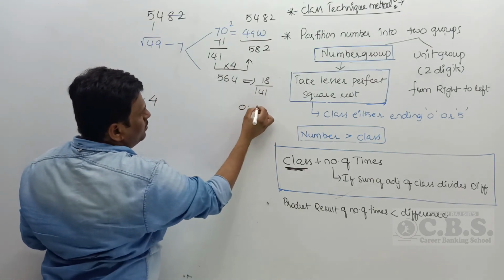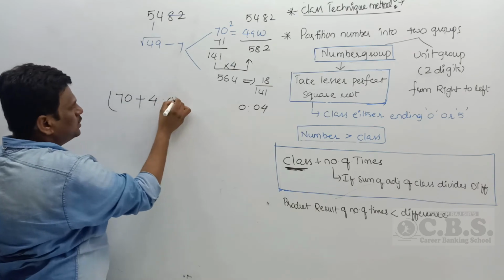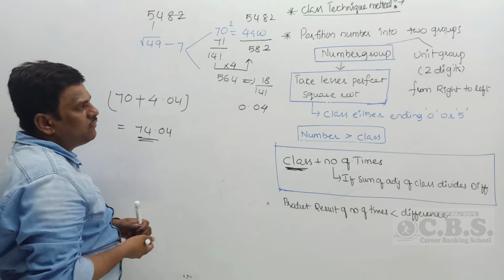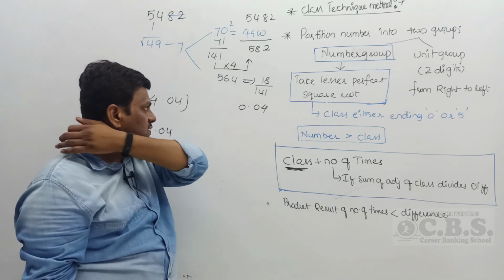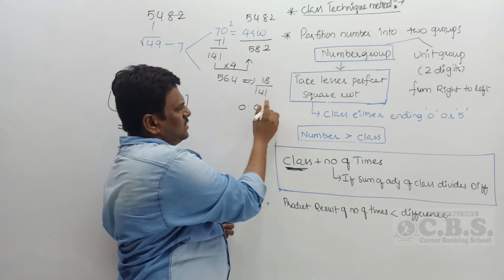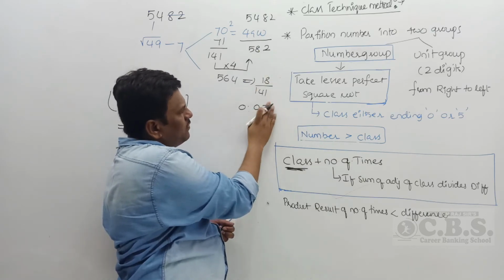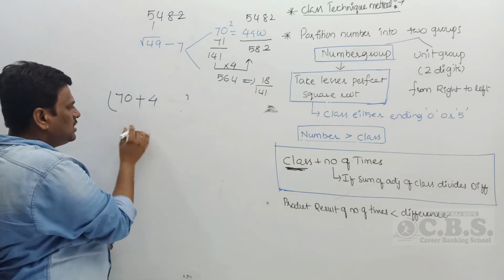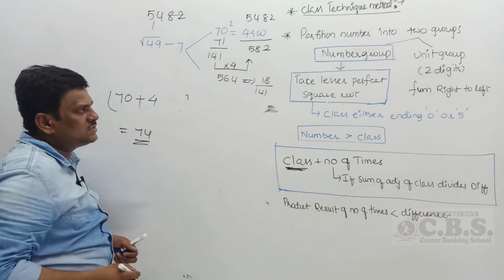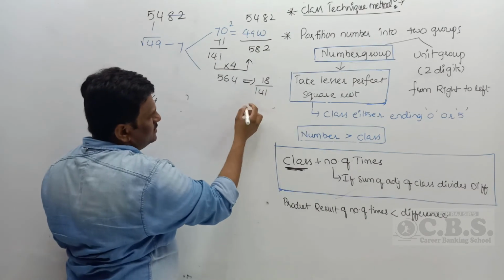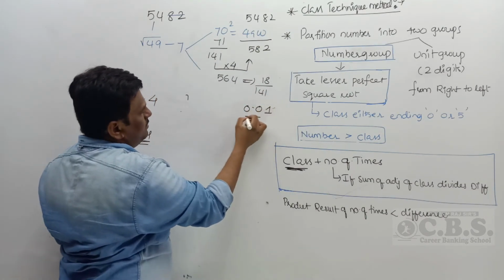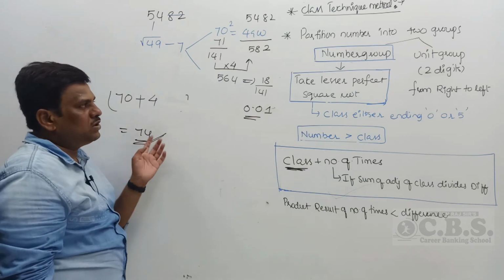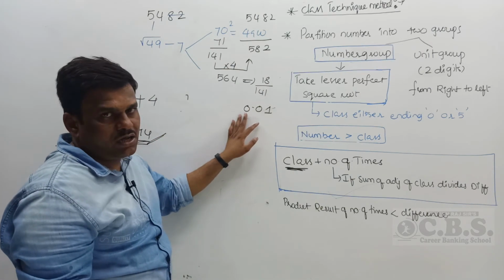18 divided by 141 means nothing but what? It gives you 0.0 and 4. So 0.04. So nothing but 74.04. Okay. 141 4s are 564. Approximately it is 180, meaning 1 time. So no need to take this 0.01. What is your approximate answer? It is 74. 141 how many times is it? 1 time. So your answer is 74.01. You can approximate it to 74. Okay, so this is a method to identify a non-perfect square root.